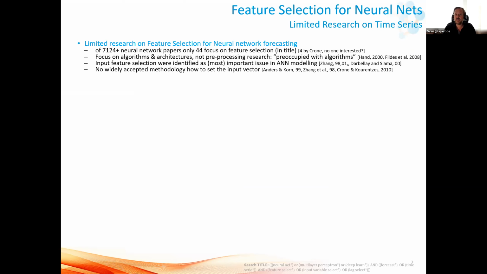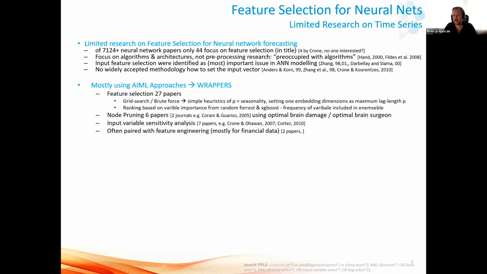Although input feature selection was identified as one of the most important issues in earlier studies, there still is no widely accepted methodology on how to do that. And most people coming to neural network forecasting these days come from the computer science or data science world, and they employ things that they know from computer science. But of the 44 papers I found, 27 basically look at some simple feature selection, like maximum embedding dimension, or ranking based on the importance from random forest. There's a bit of literature on node pruning, input variable pruning, optimal brain damage, something people did when they had smaller computers, and sensitivity analysis.